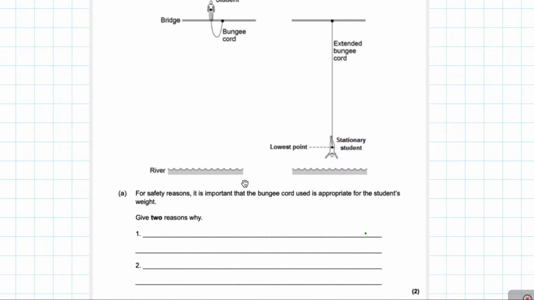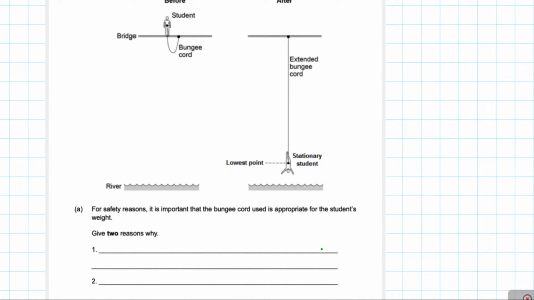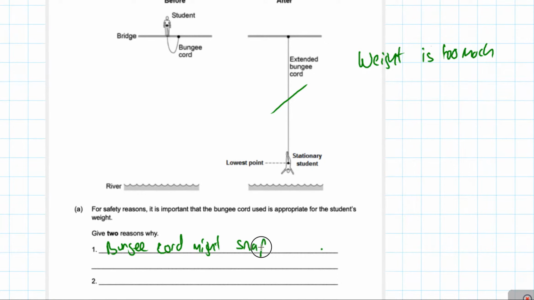So for safety reasons it's important the bungee cord used is appropriate for the student's weight. Give 2 reasons why. Well, the first thing is to consider if the weight is too much. If the weight is too much, then the bungee cord will snap and the student will fall into the river. So the first reason is that the bungee cord might snap.